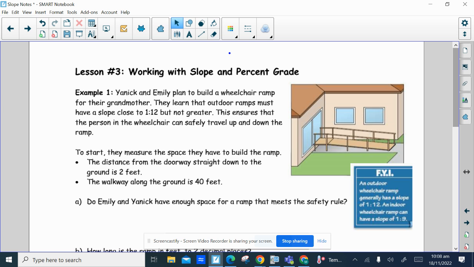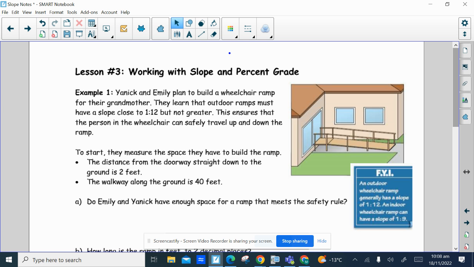So, continuing looking at slope, working with slope and percent grade. Yannick and Emily plan to build a wheelchair ramp for their grandmother. They learn that outdoor ramps must have a slope close to 1 to 12, but not greater. This ensures that the person in the wheelchair can safely travel up and down the ramp.